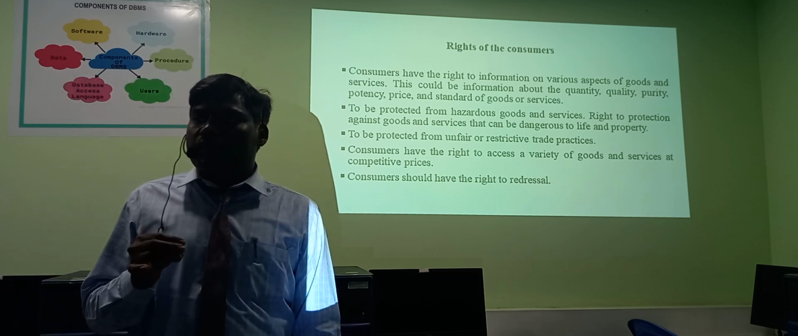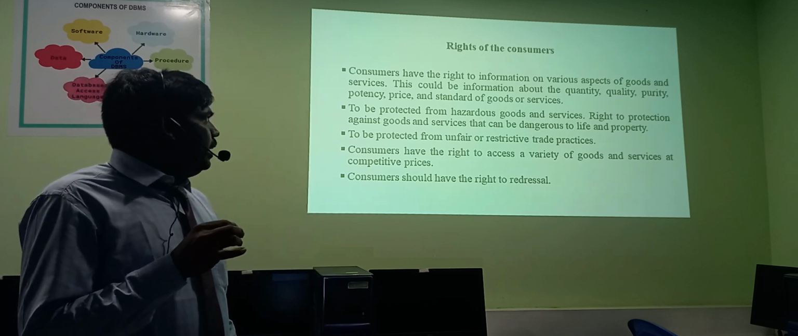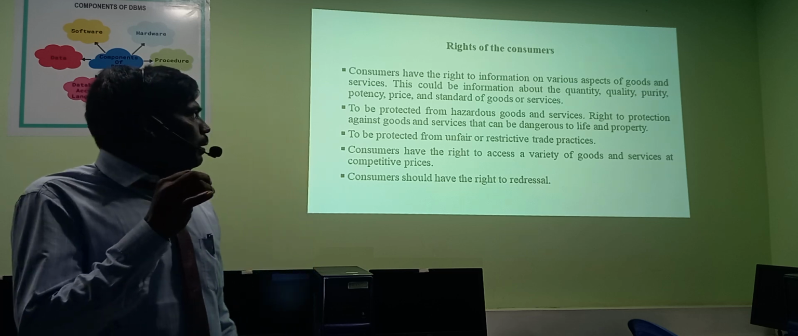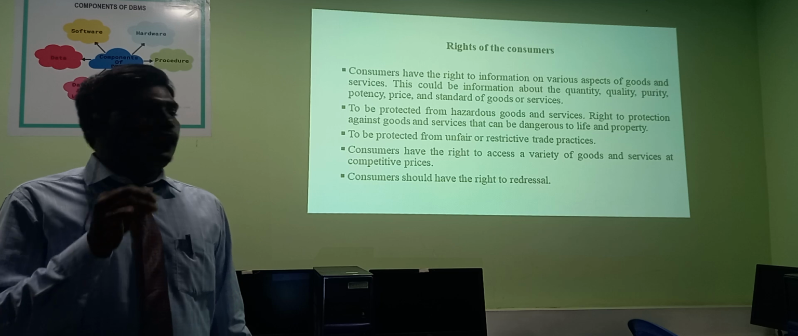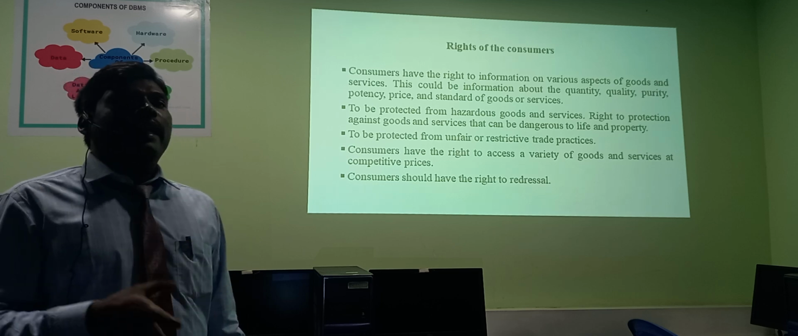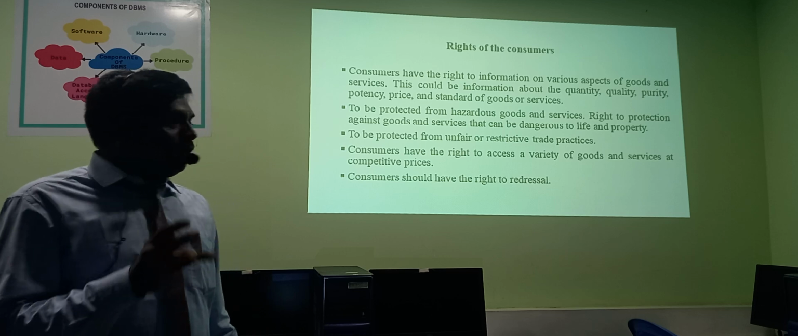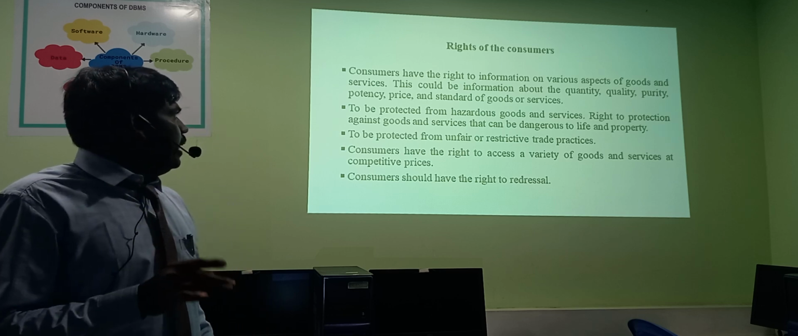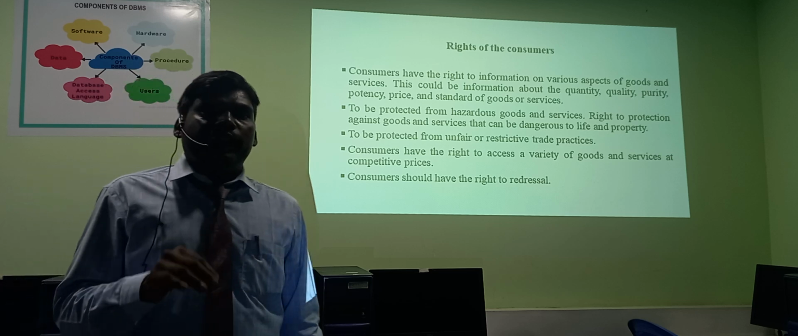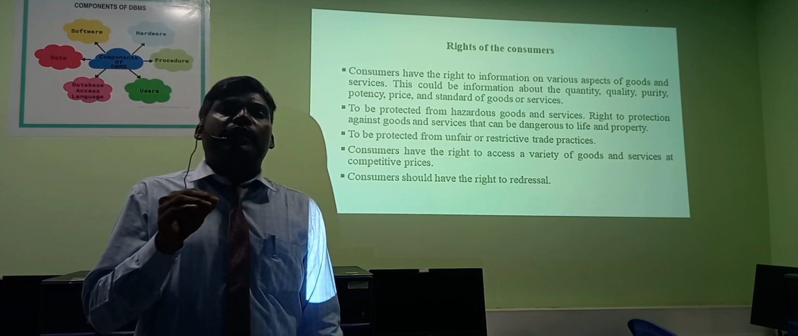Every consumer in India has the right to information, so they get information on various aspects of goods and services. The information could be about the quantity of the product, quality of the product, purity of the product, potency of the product, price and specification of the product. Each and every aspect, the consumer should know.